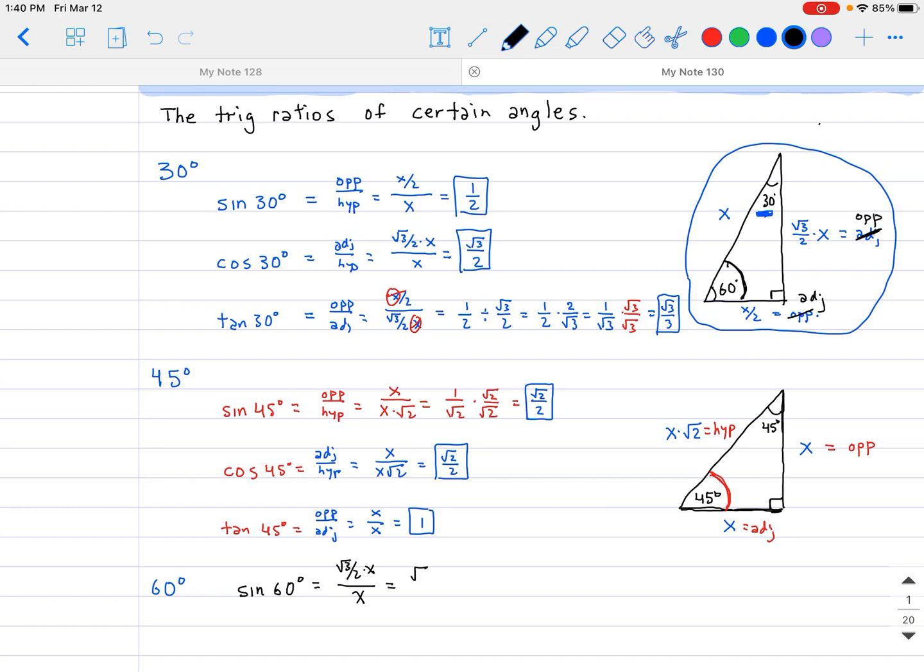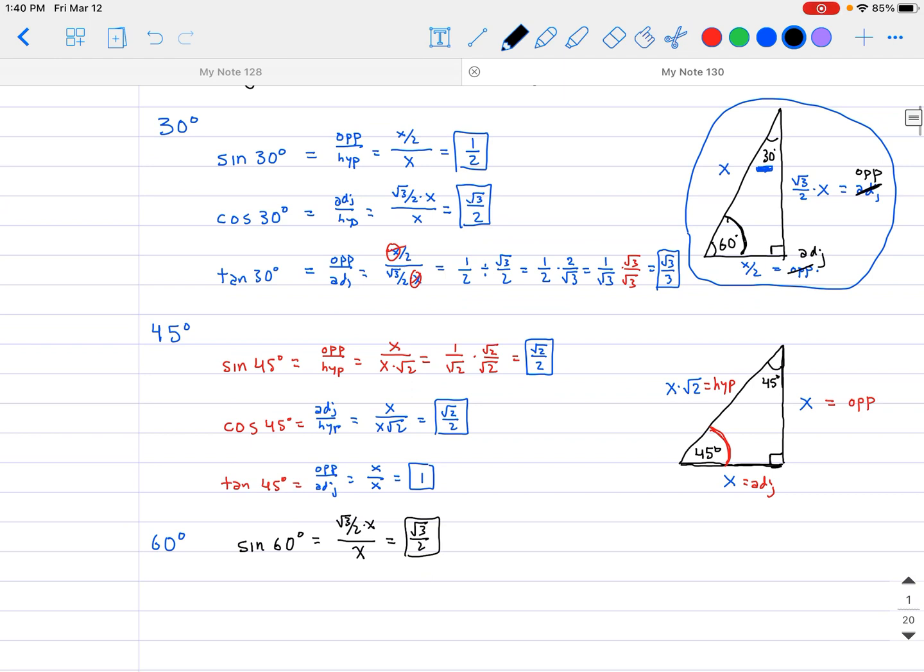So that means the answer is going to be root 3 over 2. Then if I solve for the cosine of 60 degrees, that is going to be equal to the adjacent, so that's x over 2, divided by the hypotenuse, which is x. So that would then give me 1/2.